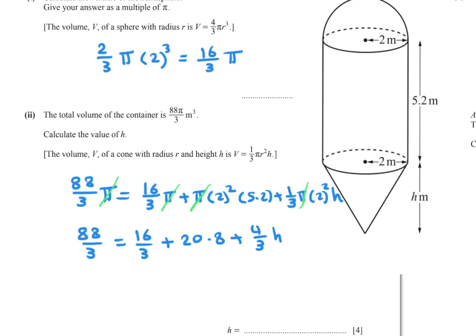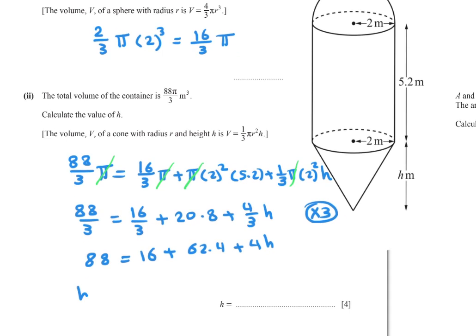So now you can multiply both sides by 3. So you have 88 equals 16 plus 62.4 plus 4h. Now to find h, 88 minus 16 minus 62.4, divide by 4, equals 2.4.